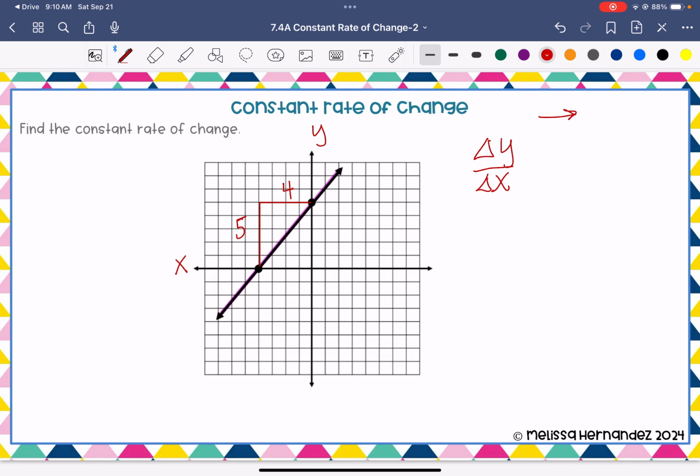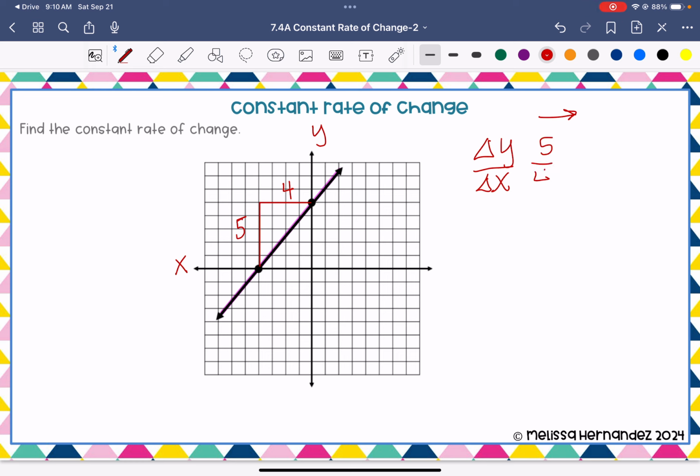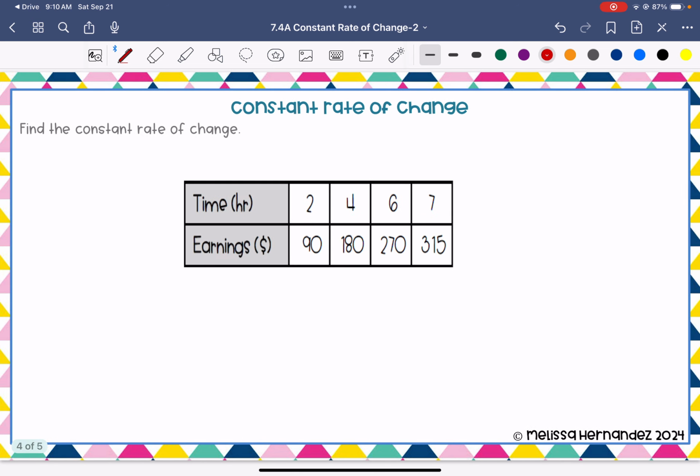If you get in the habit of writing change in y over change in x, you really can't mess this up. Now it is positive, it's going up. If the question asks where it crossed the y-axis, well, you see it crosses at 0, 4, but that's for further along. All right, let's go to a table, which is points from a graph.